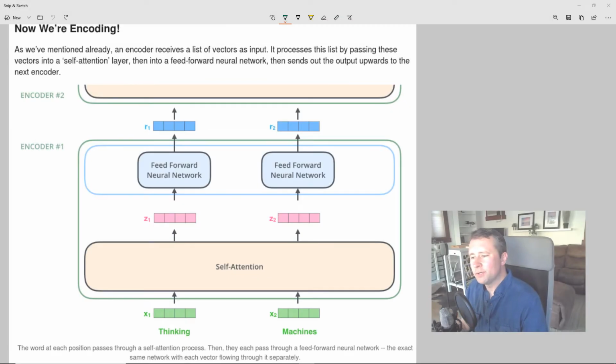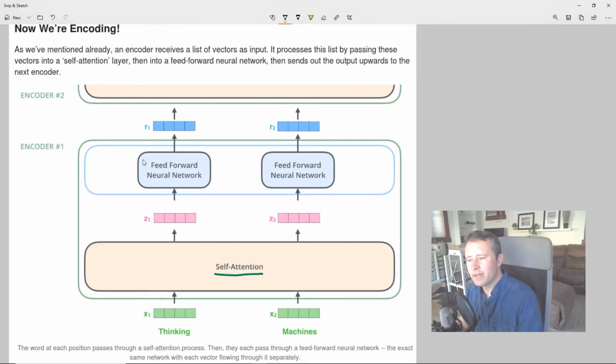Okay, let's go back to Jay's post, and we'll look at this feed-forward neural network. So inside the encoder, we've represented it as kind of two separate pieces. We've got the self-attention layer down here, and then we've got this feed-forward neural network. So the word embeddings go through self-attention. We've got these vectors that represent the words on the output of the self-attention layer, and then they just go through a feed-forward network before going on to the next encoder.